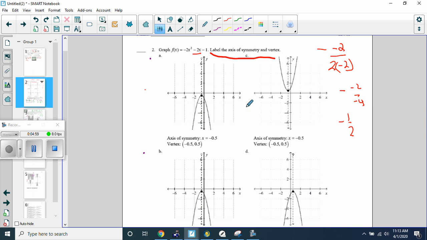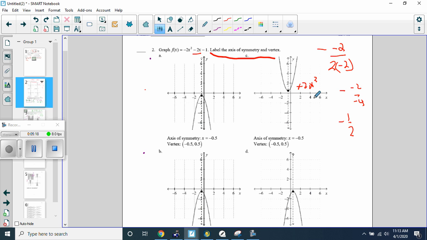However, you have to, and is it a frown? It's a frown face because of this negative sign. So we already know it's either A or B. C would be positive 2x squared.